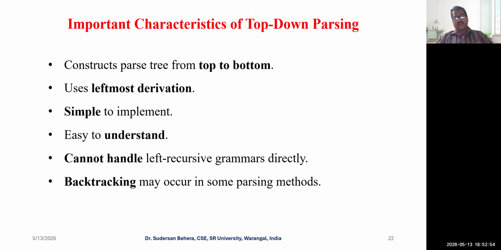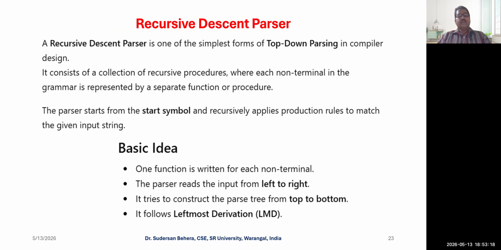Okay. Now, important characteristics. It constructs the parse tree from top to bottom. It uses leftmost derivation. This was already mentioned. It is simple to implement, easy to understand, and cannot handle left recursive grammar as well as ambiguous grammar. Sometimes backtracking may occur in some parsing methods. This is one drawback. Backtracking, we will see that. These are the important characteristics of top-down parsing. Now, as we said, top-down parser is of two types: recursive descent parser and predictive top-down parser, that is LL(1) parser. Let us first discuss the first one, that is the recursive descent parser.